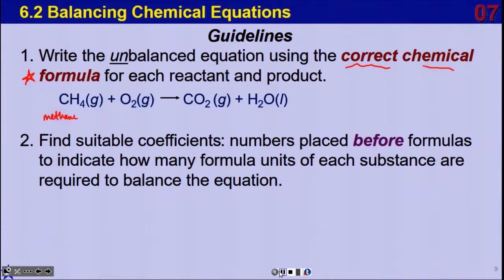So step 2 is to find suitable coefficients, aka these numbers that we put in front of formulas to tell us how many of the formula unit of each substance is going to be required to get the equation to balance to reflect conservation of matter.